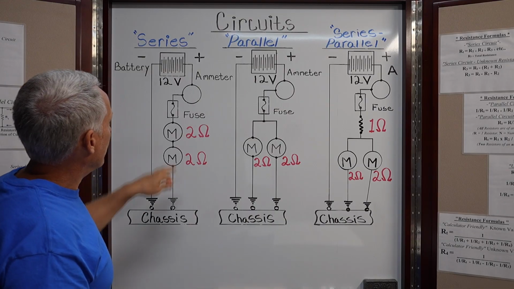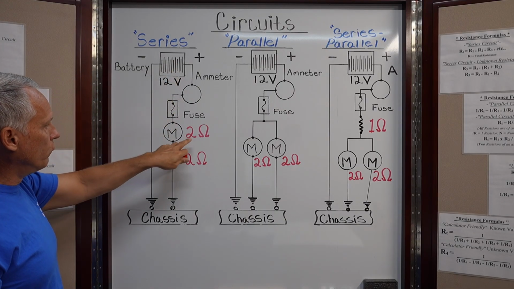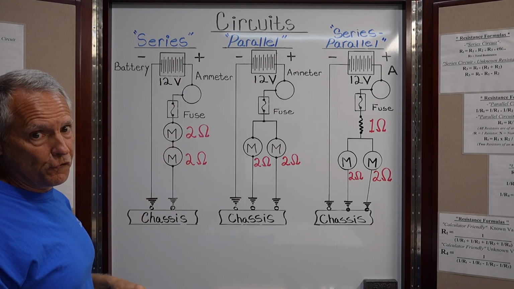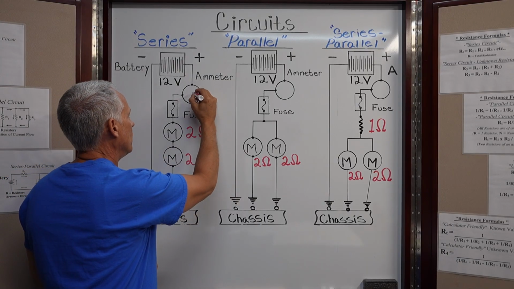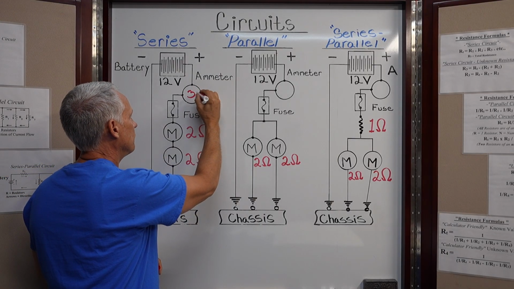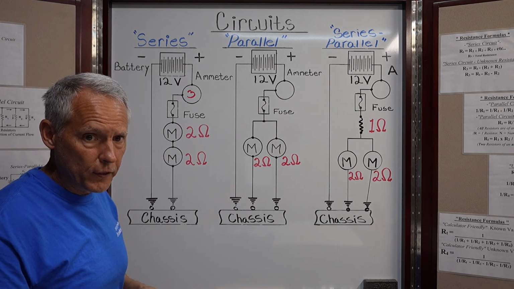So in this circuit over here, this is a series circuit. We have 12 volts. We know that in a series circuit, you add your resistances together. So we have 4 ohms. 12 divided by 4, that's a 3 amp circuit. We're flowing 3 amps through that circuit.